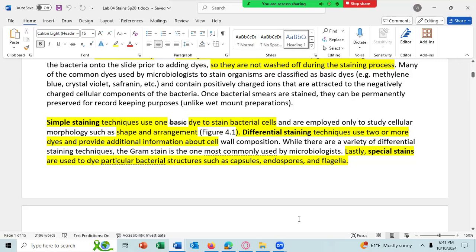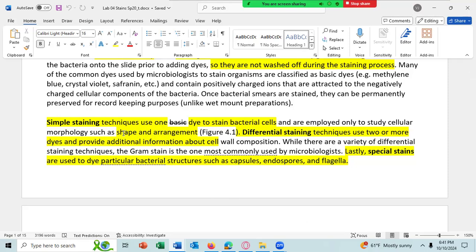So a simple stain is a technique using one stain to stain the bacteria cells. And you'll notice I scratched out the word basic because a simple stain could be an acidic dye or a basic dye. The purpose of doing the simple stain is to get the cell shape and the cellular growth arrangement. And that's all you can do with the simple stain. All the cells will stain the same color.